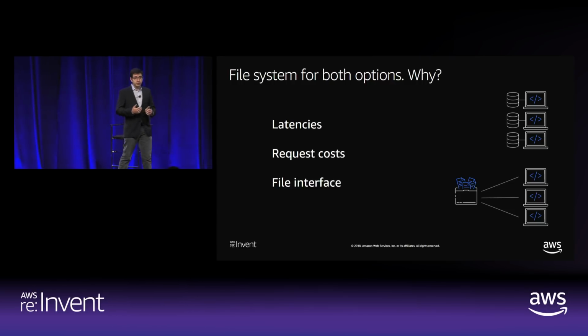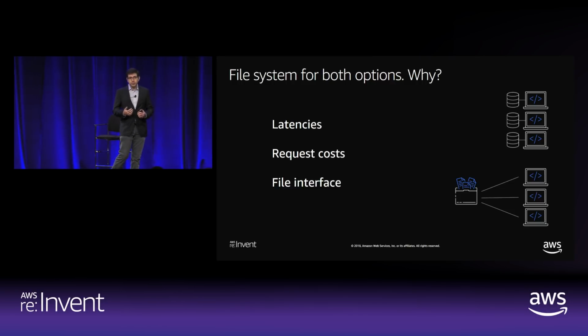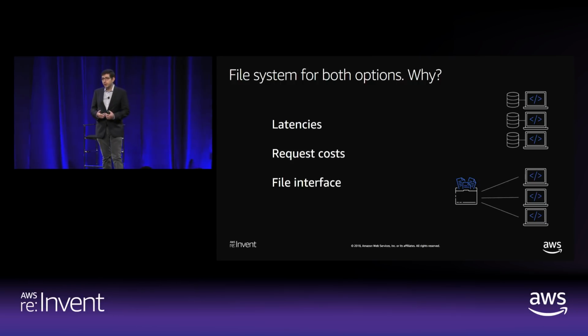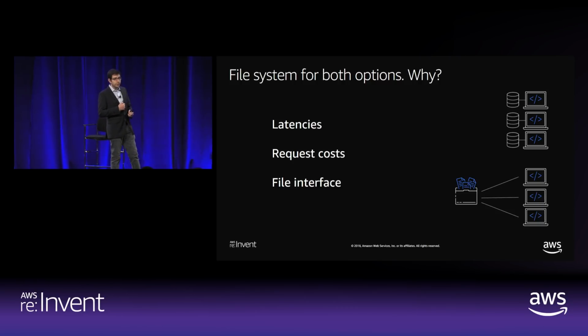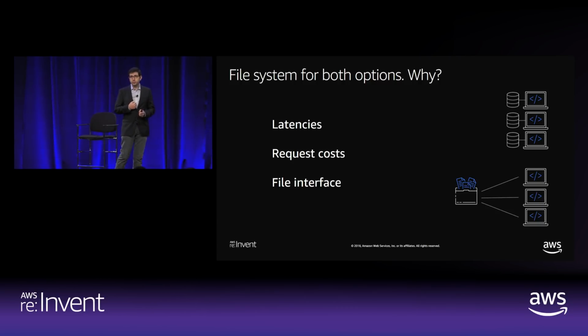The first is latencies. A lot of compute-intensive workloads are latency sensitive, so you'll want to have the data on a file system that's local or on the local network close to your compute. The second is request costs. For a lot of these workloads, if you're going back to S3 every time you want to read data, a lot of times you're reading the same data over and over again, and you're paying request costs. Those quickly add up for workloads that are processing a lot of data in a data set.